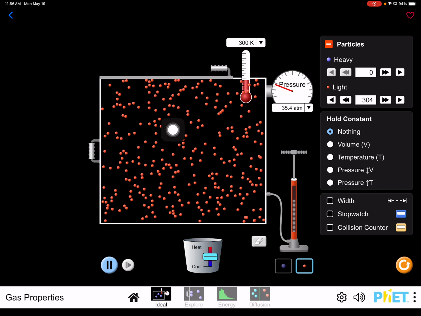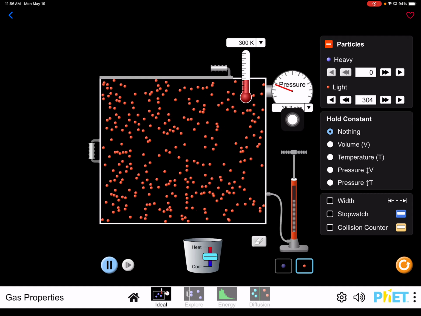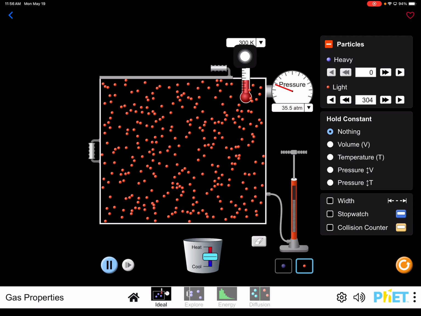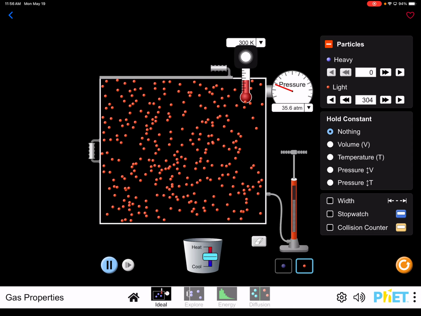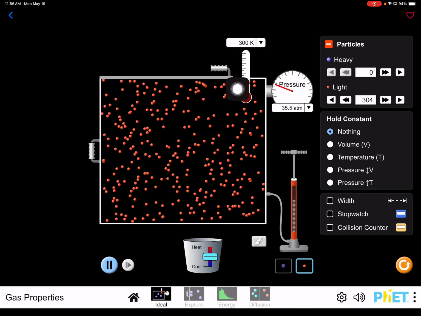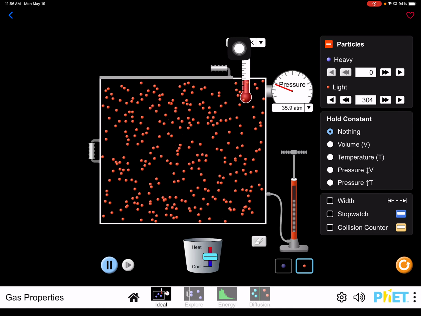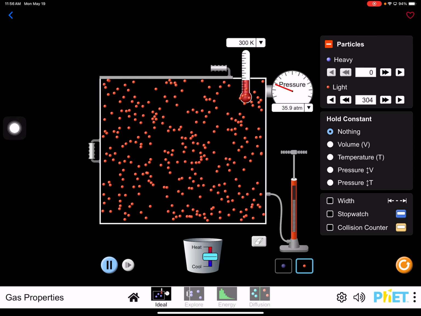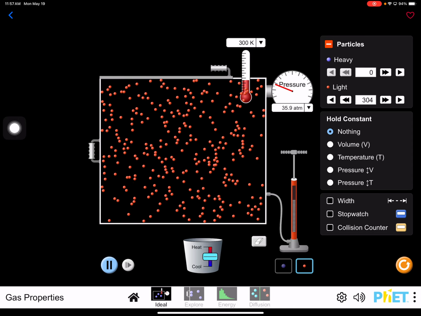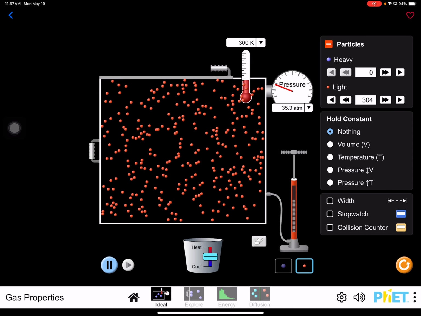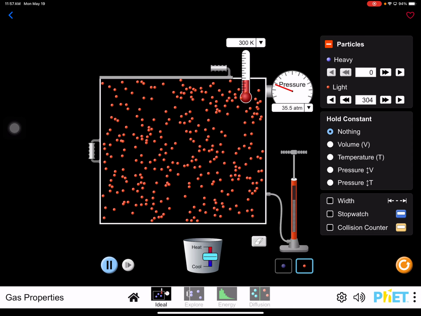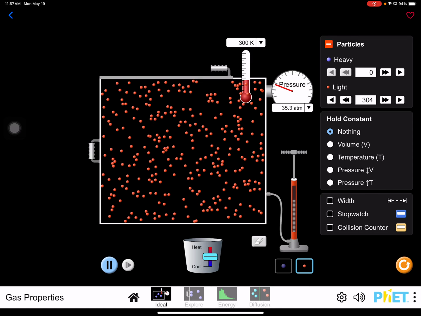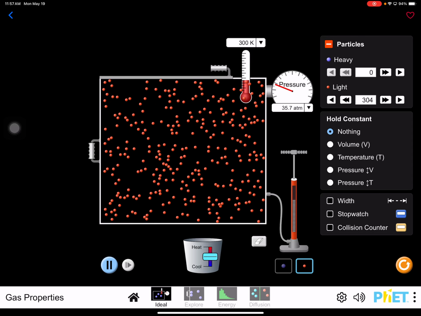So here's the ideal gas, the pressure. This is an enormous pressure, 35 atmospheres, and it's at 300 degrees Kelvin. 300 degrees Kelvin is the temperature in this room. And this is a measure of the average kinetic energy per particle. Why do we say average kinetic energy per particle? Well, all of them are not moving at the same speed, and we'll talk about the distribution of speeds in a little bit.